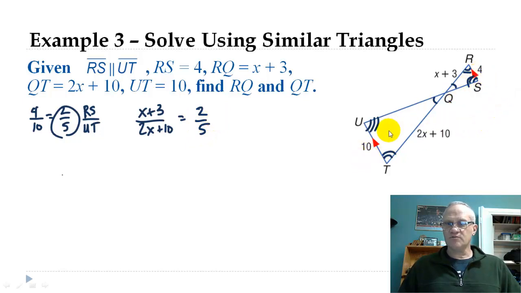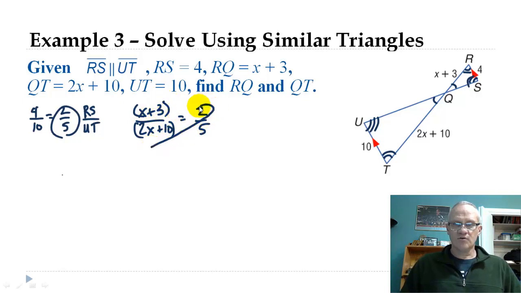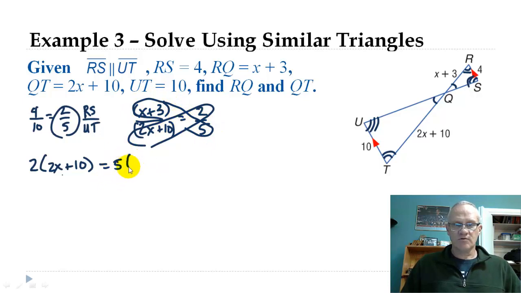Okay, so the ratio 4 to 10, or 2 to 5, has to be the same as x plus 3 to 2x plus 10. It's a proportion. Now we solve it. So parentheses around both of these, cross multiply. So we're going to say 2 times 2x plus 10 has to equal this cross product, 5 times x plus 3.